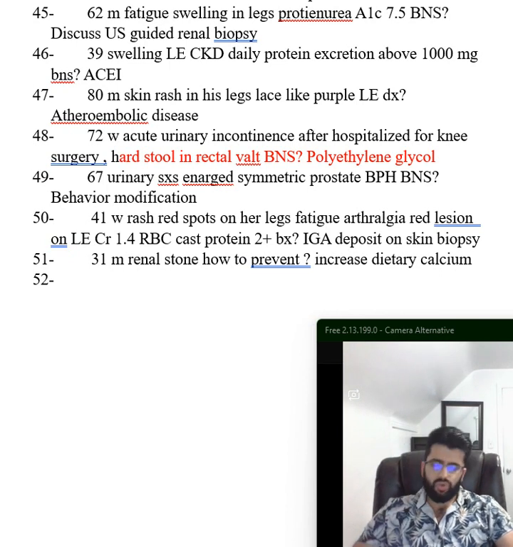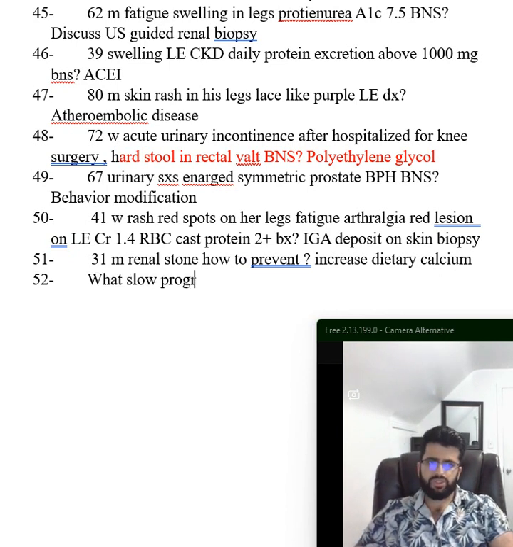Alright, so what slows progression of CKD?